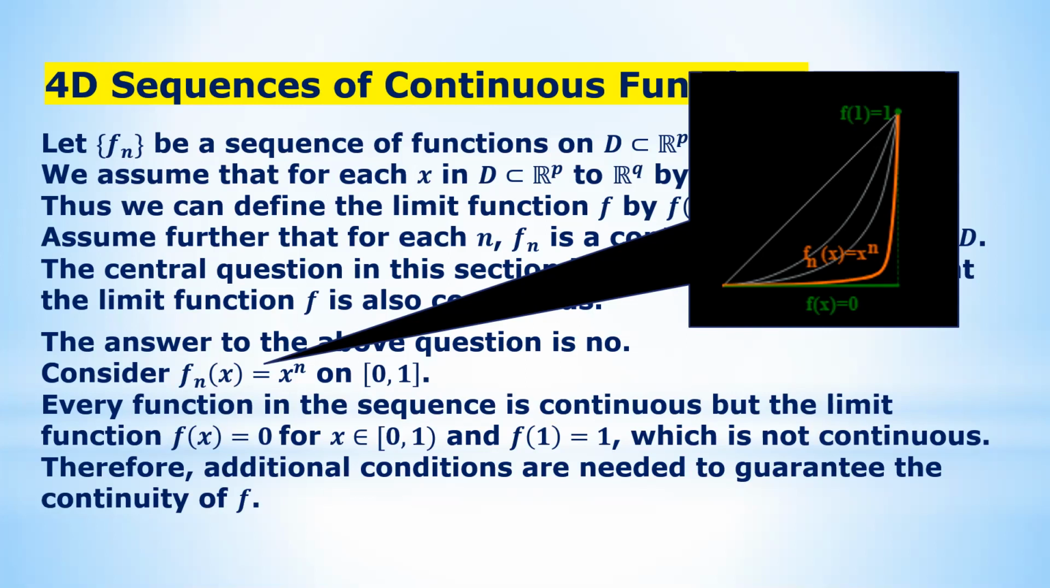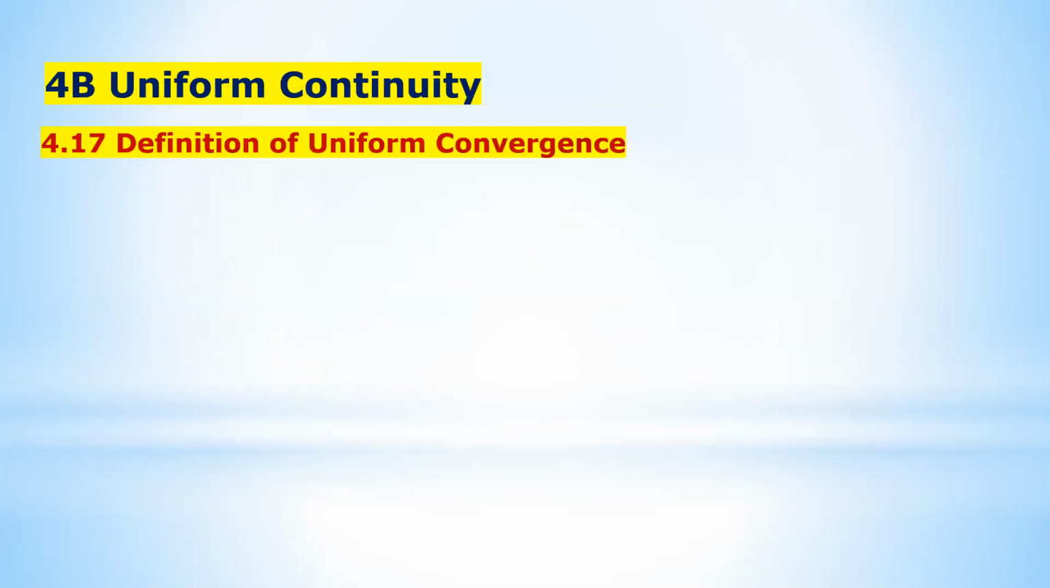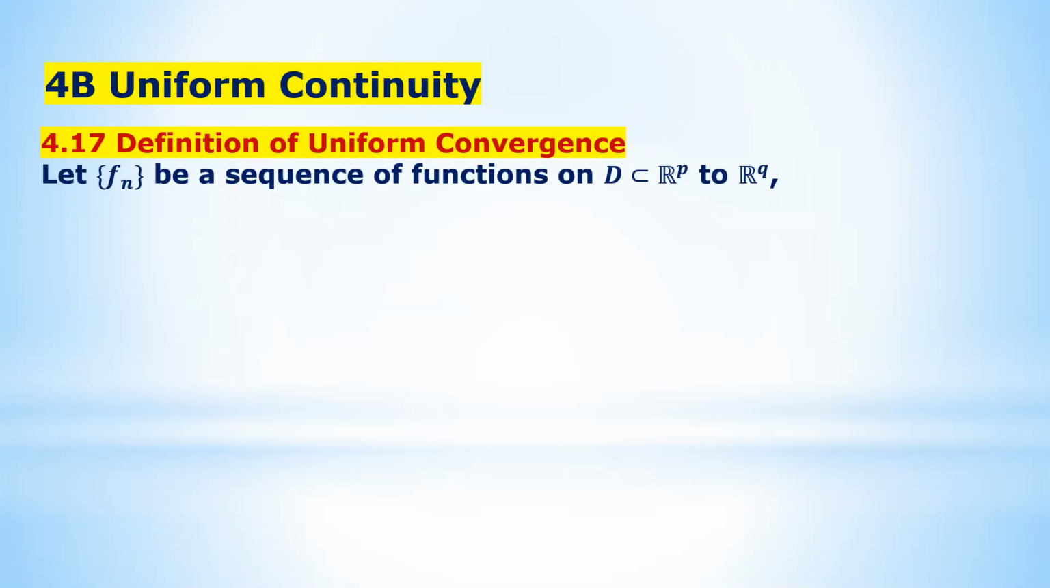Okay, so that condition also involves the word uniform, but that uniform is different from the uniform we studied in the previous section about uniform continuity. There are two different kinds of uniform. Here we are going to talk about the second one, called uniform convergence. So let's go back to our situation. f_n is a sequence of functions from D to R^q which converges to f on D.